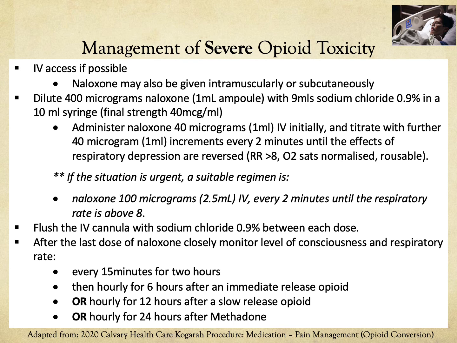Titrate every couple of minutes with further 1 ml doses until effects of respiratory depression are reversed enough that respiratory rate is above 8, oxygen saturations are normalized, and patient is rousable but does not need to be wide awake. If the situation is extremely urgent, 2.5 ml doses of the diluted solution, which is 100 micrograms, can be given instead. Use normal saline to flush in between increments, and once symptoms and signs have improved, the patient will need ongoing close monitoring that they do not relapse back into respiratory depression.